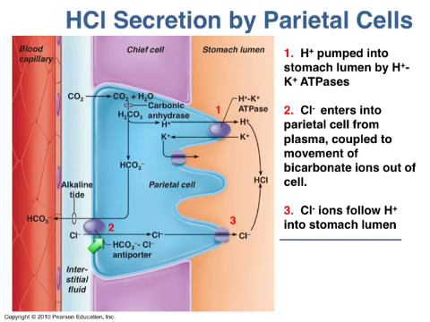So chloride is brought in to the parietal cell, and then it passes through a transport protein following the hydrogen ions into the stomach lumen. So the negatively charged chloride follows the positively charged hydrogen into the lumen.